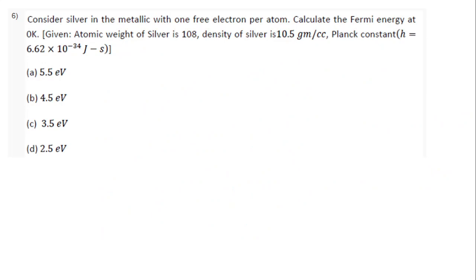Consider silver in the metallic state with one free electron per atom. Calculate the Fermi energy at 0 Kelvin. We need to calculate the Fermi energy at 0 Kelvin. All the other things are given. So we know, when we calculate density, because we have been given that it's silver in metal with one free electron per atom, and we have been given silver density is given.